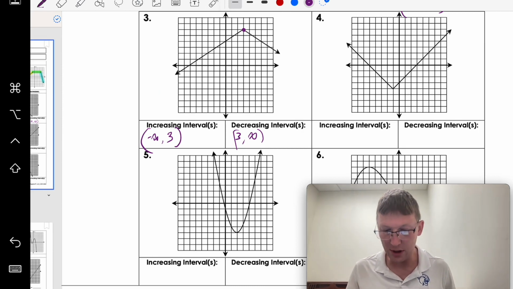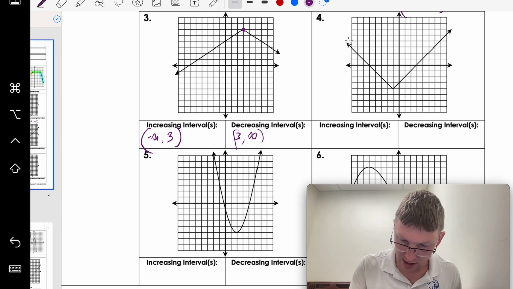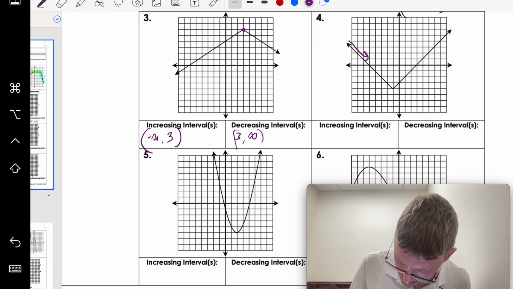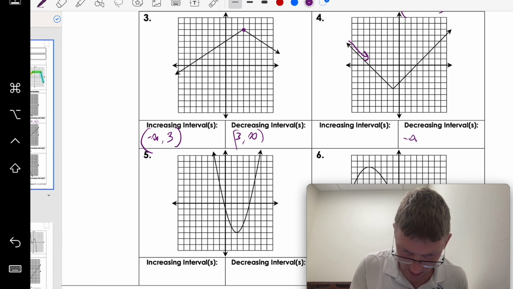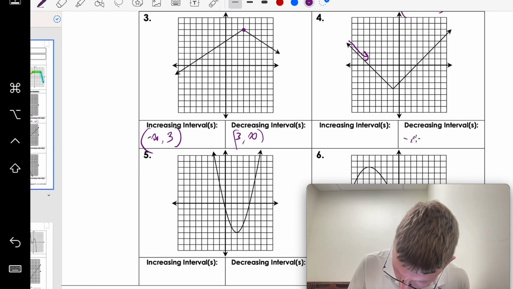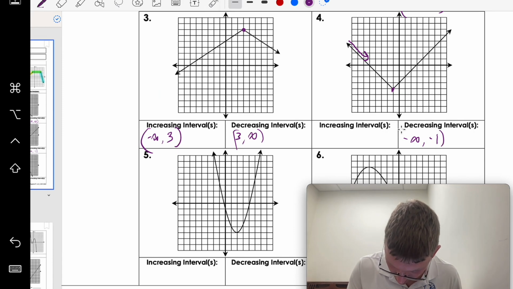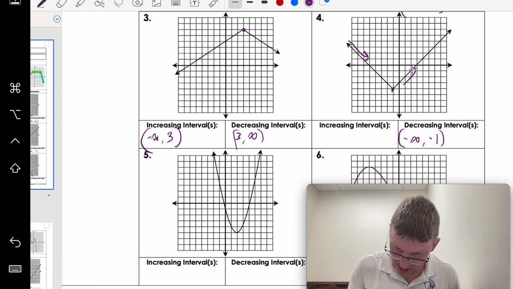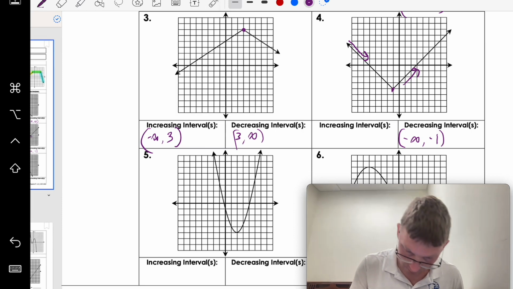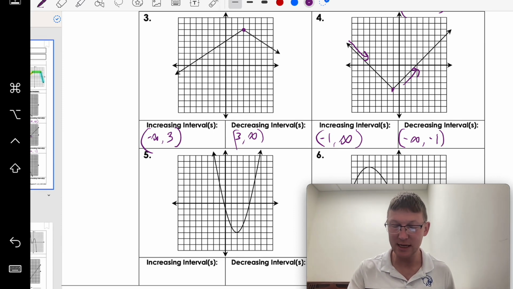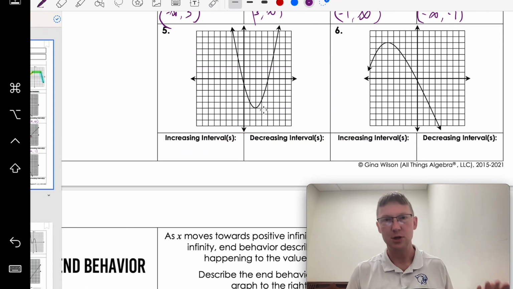Same thing for number 4, just kind of the opposite. It starts off as decreasing, so I'm going to write that on my decreasing. That's going to be negative infinity. Oh my gosh, my infinity signs are terrible. Negative infinity to whatever point this is. That's at negative 1. X equals negative 1. And then it's increasing left to right, going up from negative 1 to positive infinity. So that's increasing and decreasing.